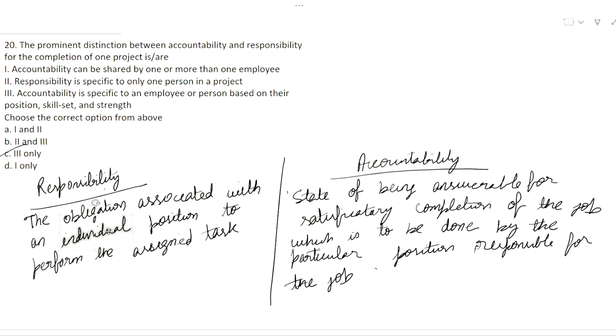We also discussed the difference between accountability and responsibility. Accountability means the state of being answerable for satisfactory completion of the job which is to be done by the particular position responsible for the job, while responsibility is the obligation associated with an individual position to perform the assigned task.